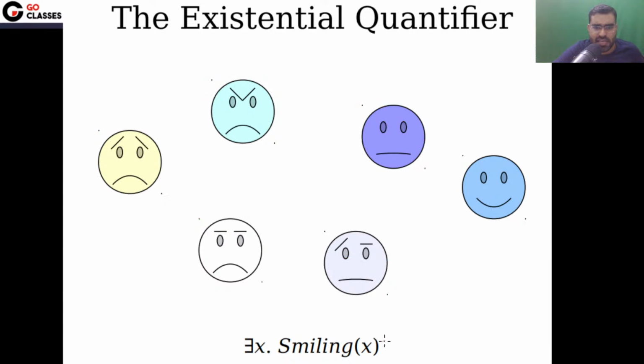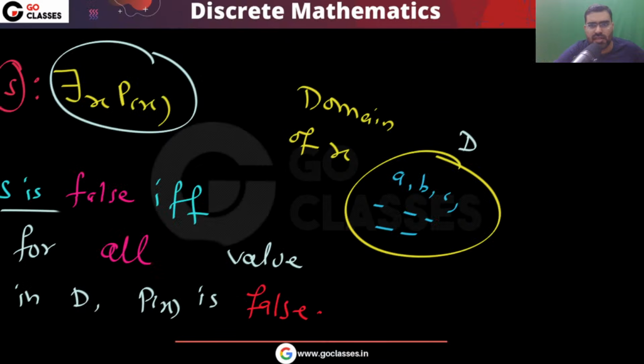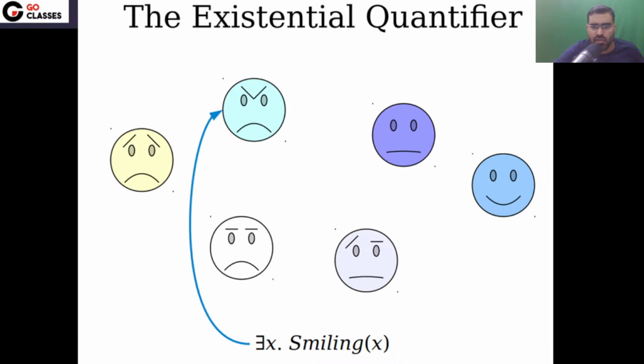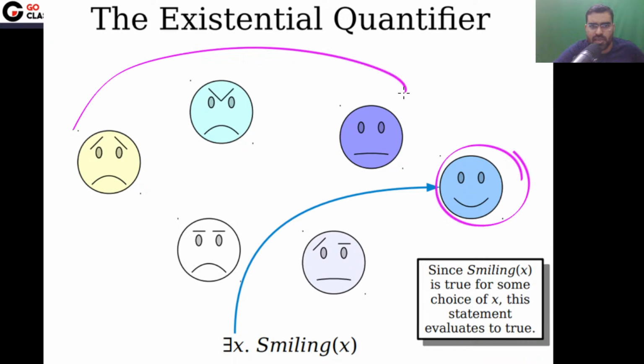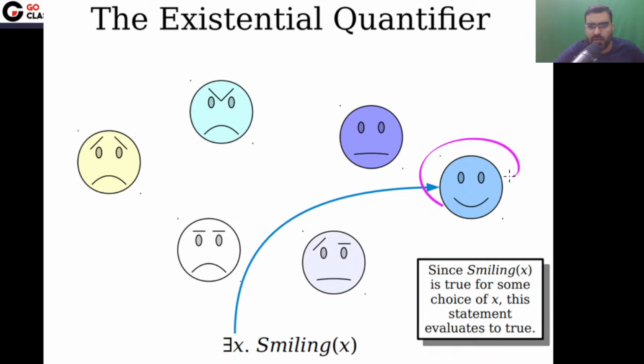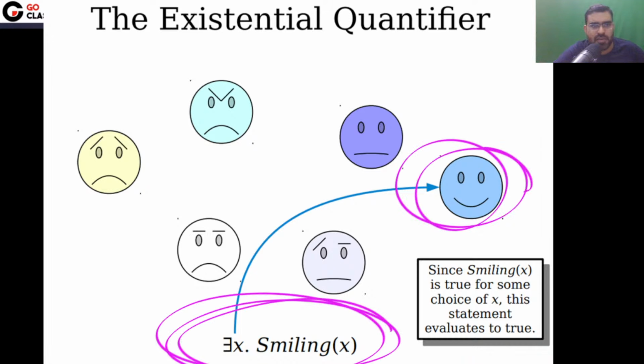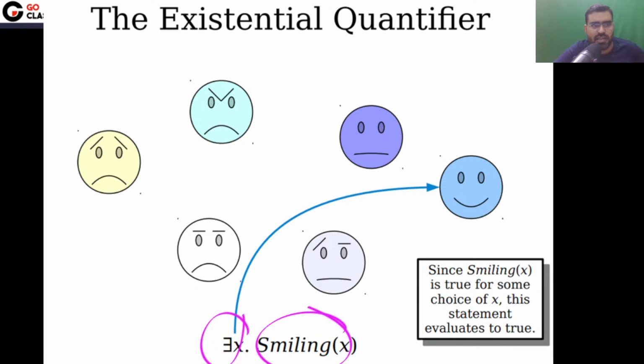Look at this statement. It is saying that at least one value of x is smiling. So you can see, yes, at least one person is smiling, then yes, it will be true. This person is smiling, and it is enough. I don't care about the remaining people. I only care about this person. Because at least one person is smiling, this statement becomes true.